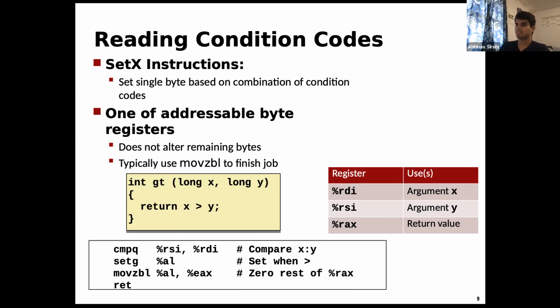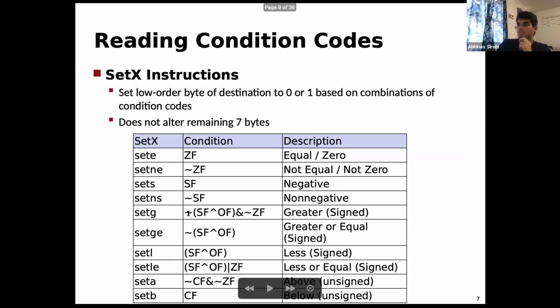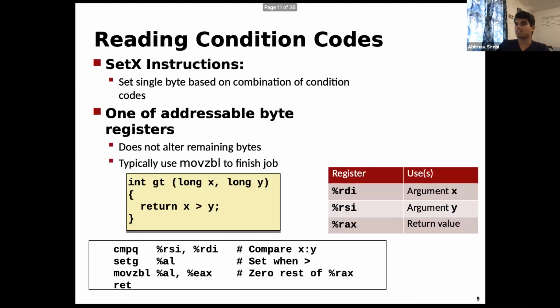And if that's the case, then we'll have this compare instruction. It'll compare RSI and RDI. And remember that the compare instruction explicitly sets our flags. So then what we do is we use the set G instruction, which does this operation, and that basically is equivalent to checking if it's greater than, and it stores the result of that in AL.